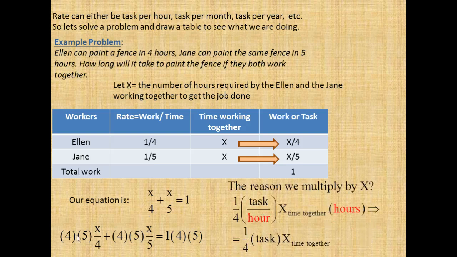Now, if we multiply both sides of this equation by 5 times 4, or 4 times 5, the 4's cancel here and the 5's cancel here, and 5 times 4 is 20. Okay? The reason we multiply by x is because of this. In our table, we have 1/4 task per hour times x time working together, and that's in hours. Hours divided by hours cancel, and that gives us tasks.